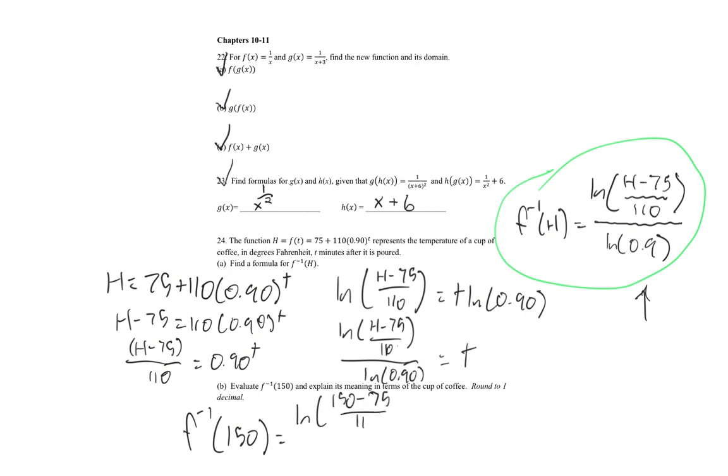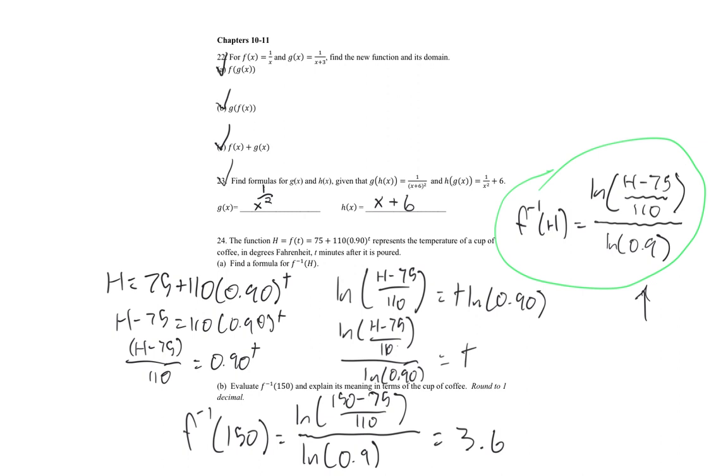75 over 110. Log of 0.9. This is going to be a little work in the calculator. And after consulting my calculator, we get 3.63506. Well, let's round to 1 decimal place, so that'll be 3.6.